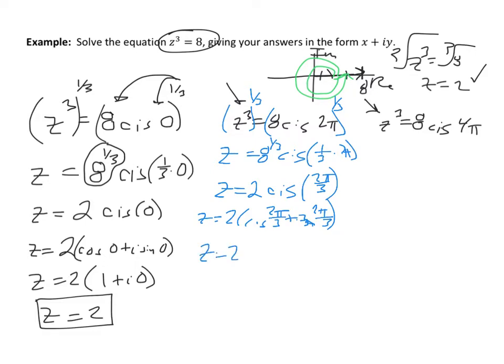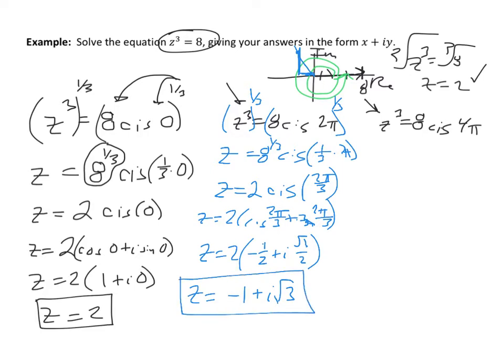So this is 2 times the cosine of 2 pi over 3. 2 pi over 3 is up this way, so cosine is small and negative, and sine is large and positive. So this is going to be negative a half plus i root 3 over 2. And when I multiply that 2 in, I get negative 1 plus i root 3. So this is my second cube root of 8. Go ahead and pause the video and work through this other one on your own.